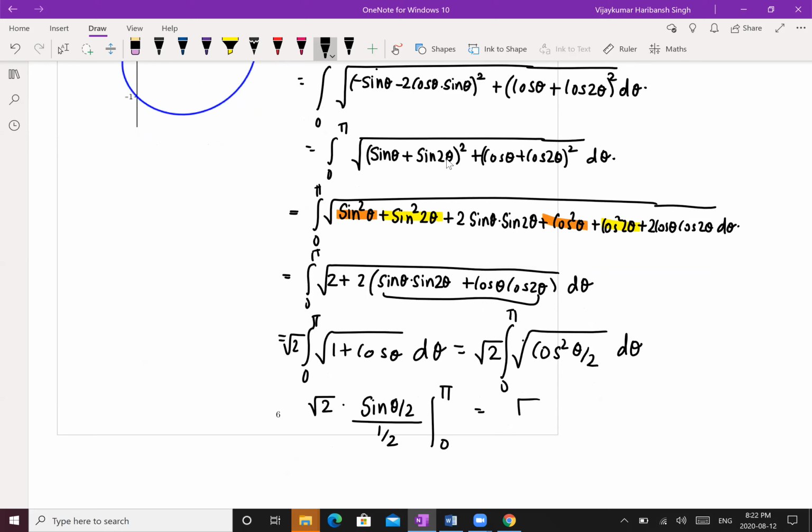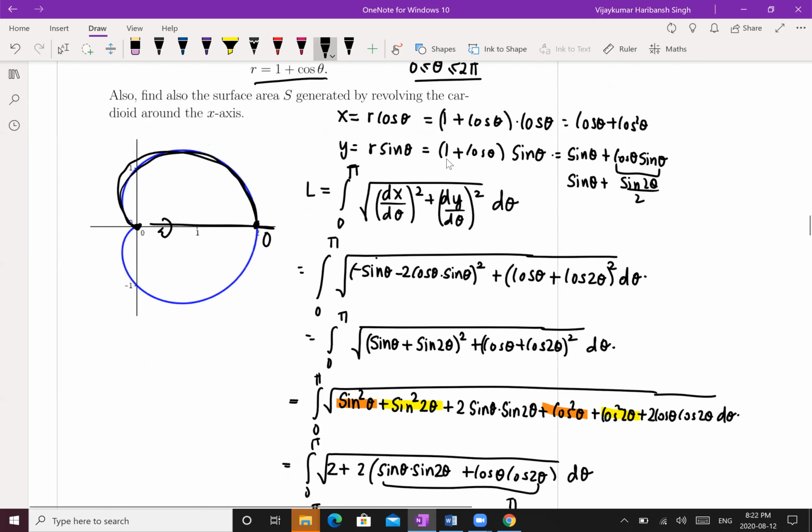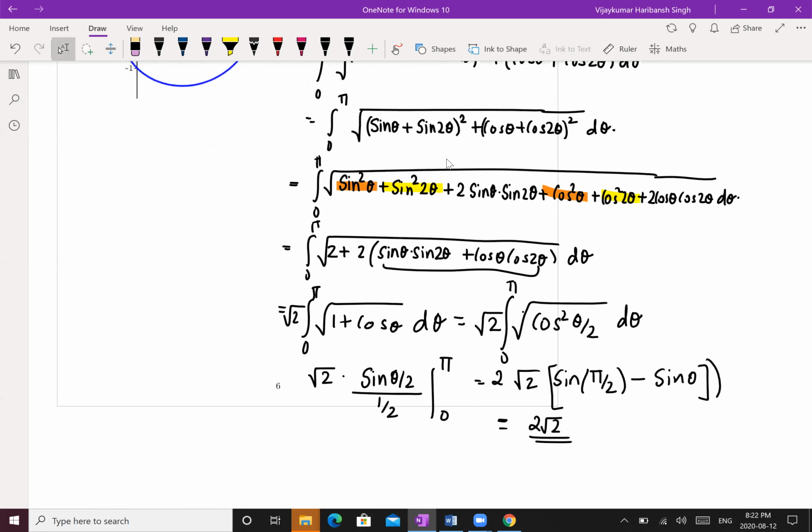So this will become root 2 times sine of pi by 2, which will multiply up to become 2, minus sine of 0. So we get 2 root 2. This is the length of this part of the arc. So the total length is going to be 2 times L, which is 4 root 2.